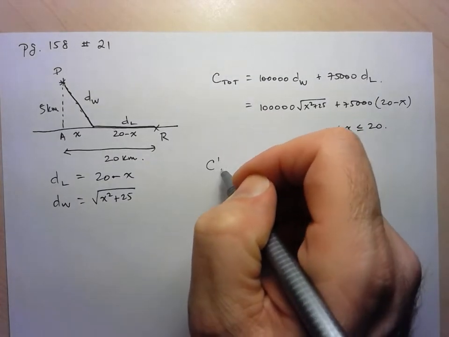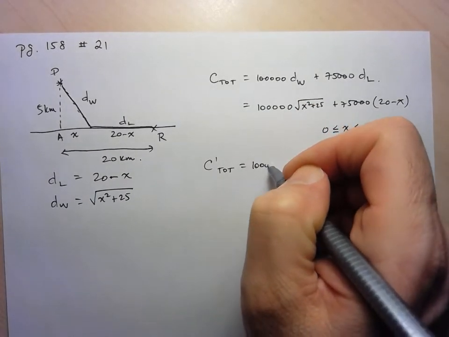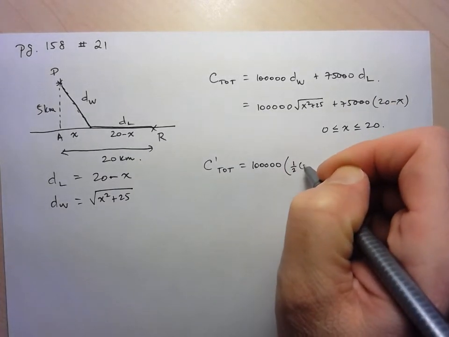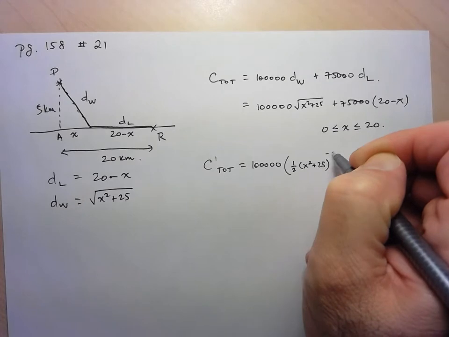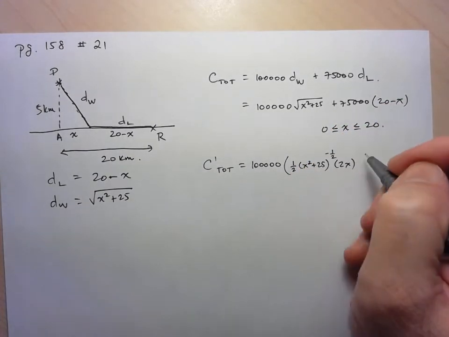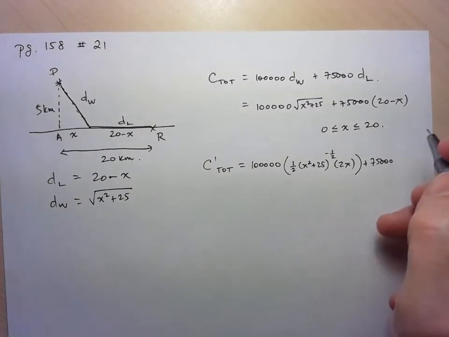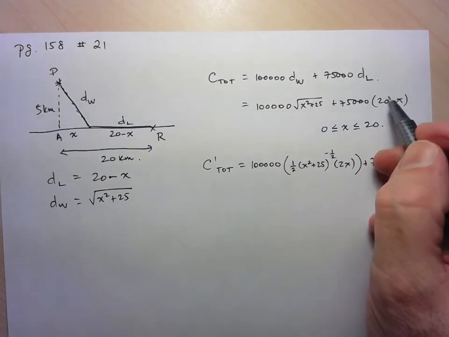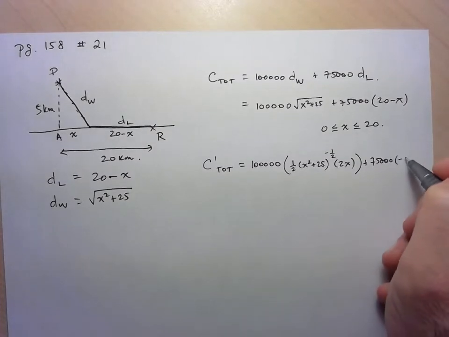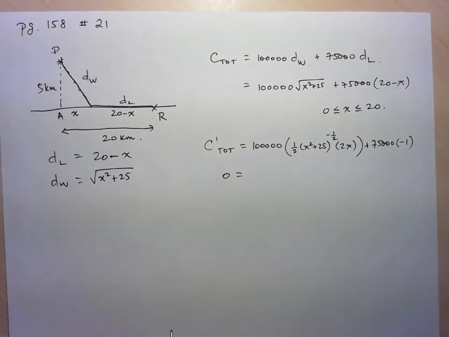Let us take the derivative. Okay, and so here 100,000 is just a constant, so no need to worry about that. So let's take the derivative of this thing here. So this is 1/2 times x squared plus 25 to the negative 1/2 times the derivative of x squared plus 25, which is just 2x. Okay, we've done this many times before. 75,000, again, just a constant. And then here the derivative of 20 minus x, well, the 20 is a constant, so 0, and the derivative of negative x is just negative 1. Okay, and of course we want to find the critical point, so we make that equal to 0.